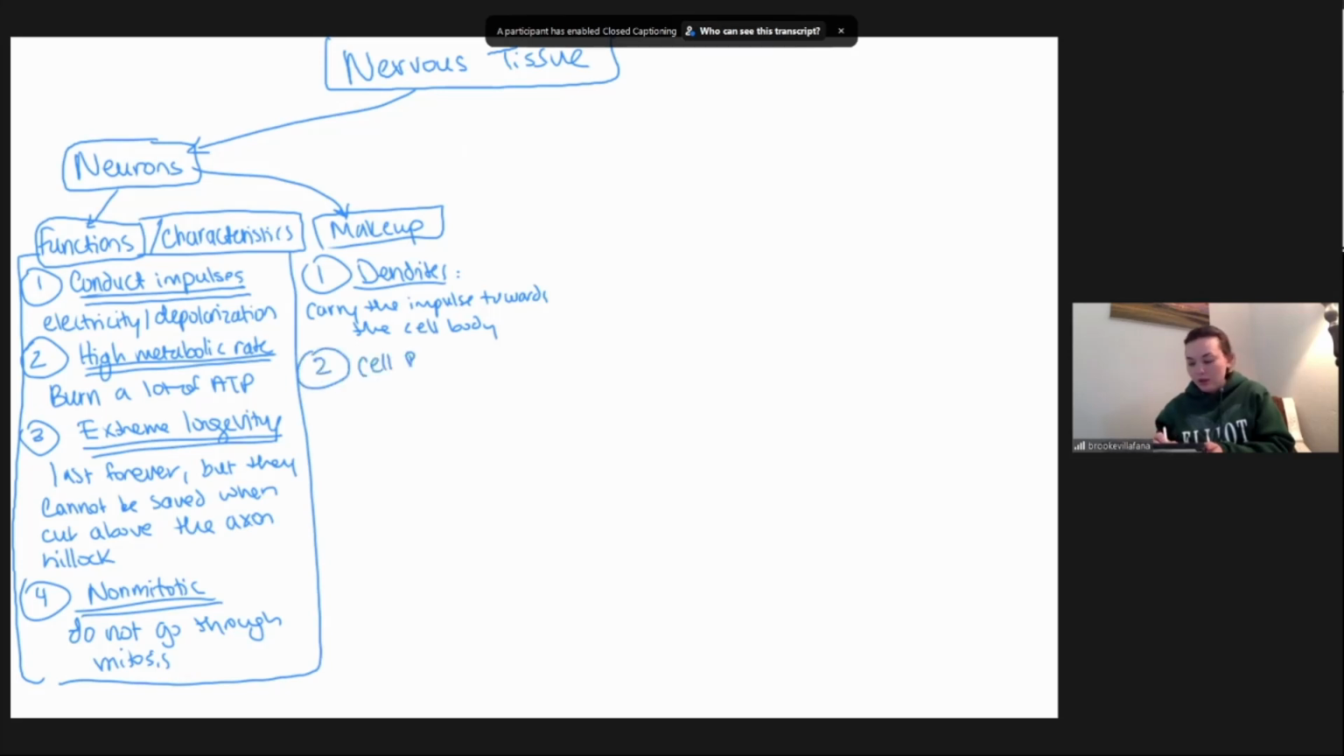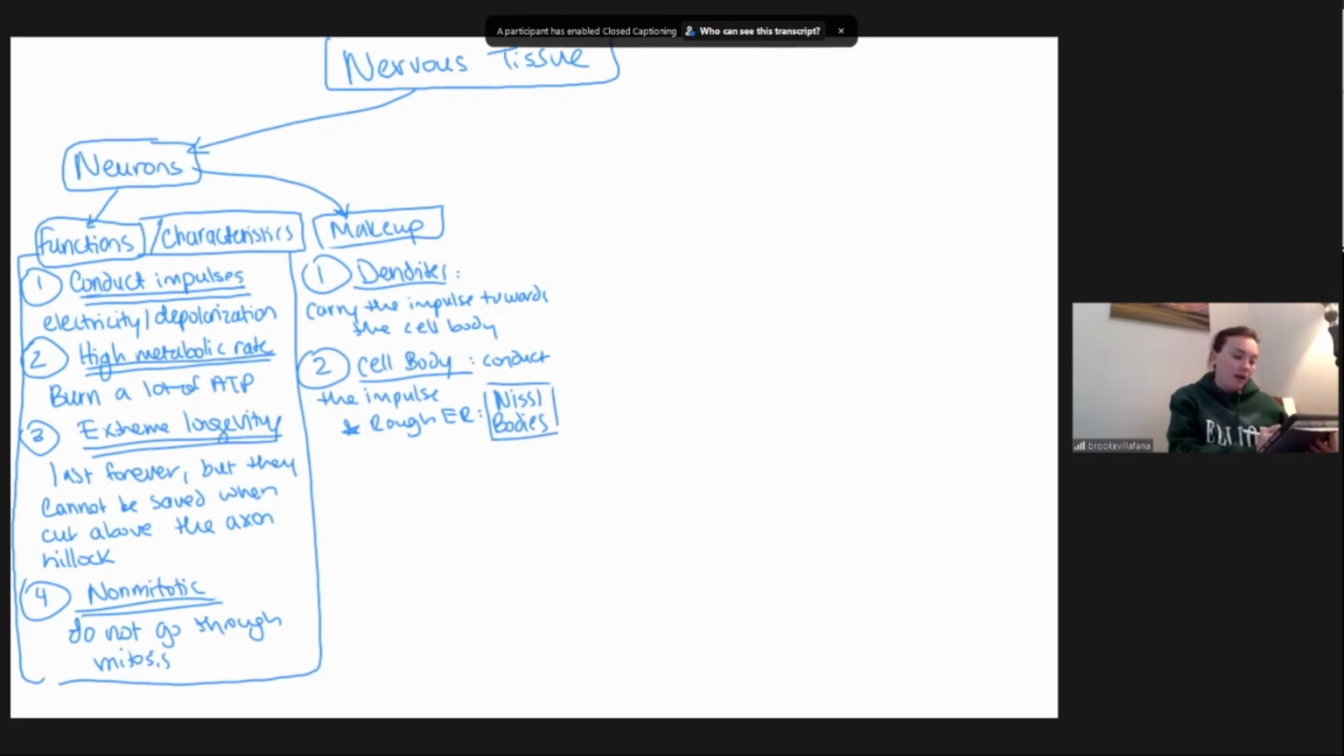You have your cell body. Function is to conduct the impulse. And remember that it has rough endoplasmic reticulum in addition to mitochondria and lysosomes and all of those things. And remember, I just showed you that on the model, right? Those are called Nissl bodies. So for the lecture exam as well, you need to know that those are rough endoplasmic reticulum found in the neuron.